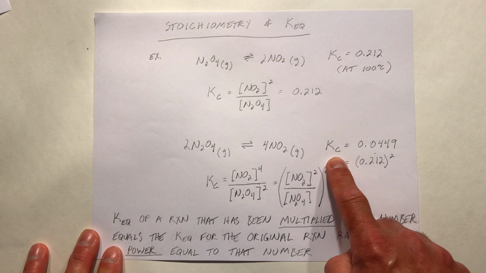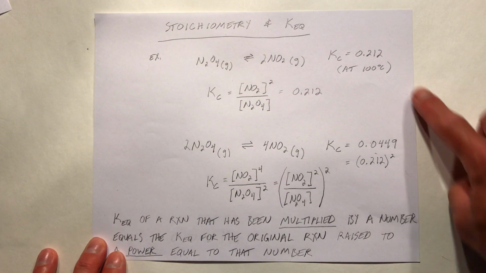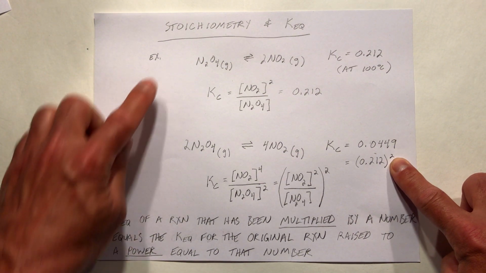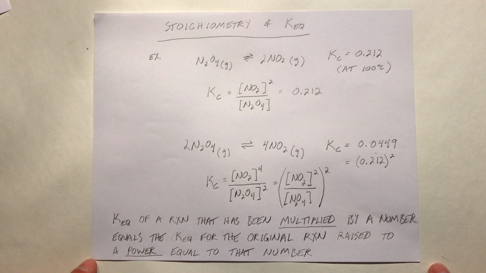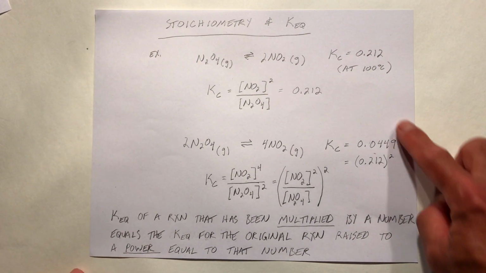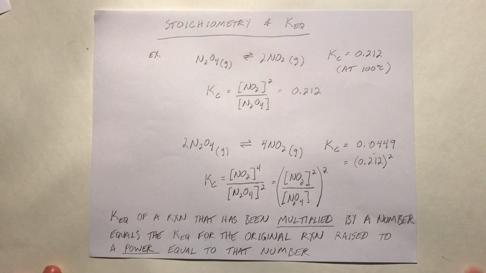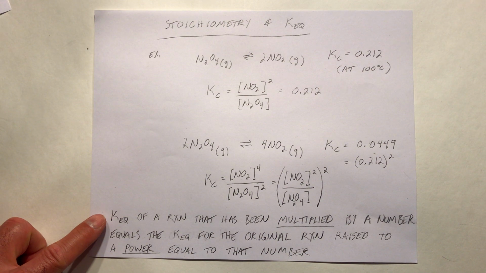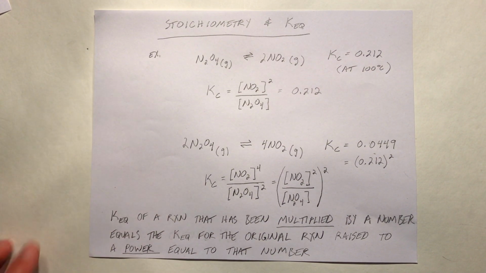So the Kc for this reaction with double the amount of moles is equal to the Kc value from up here squared. So if we double the number of moles, we square the Kc value. And likewise, if we triple the number of moles, we would have to take the Kc value to the 3rd power. So we can say that, in general, the equilibrium constant for a reaction, and this could be Keq, Kc, or Kp if it were all gases.